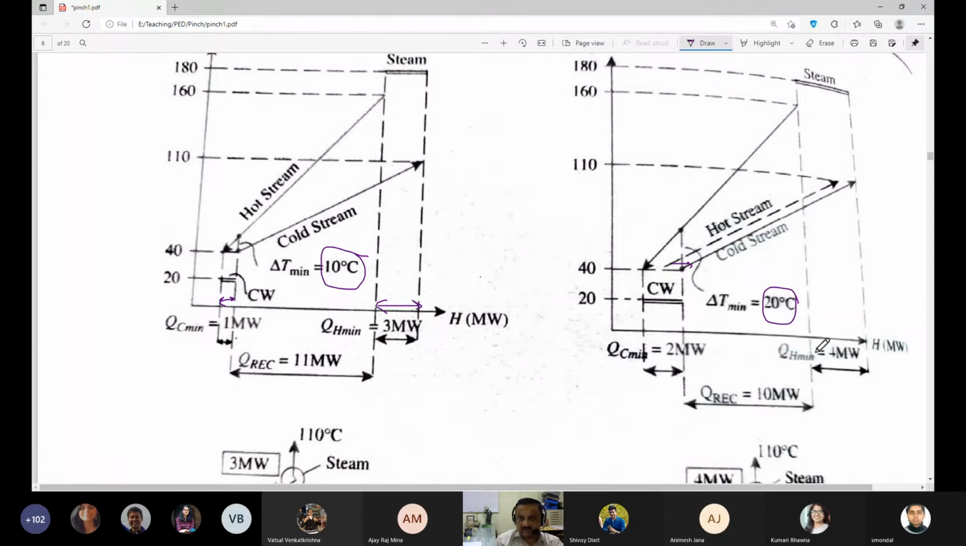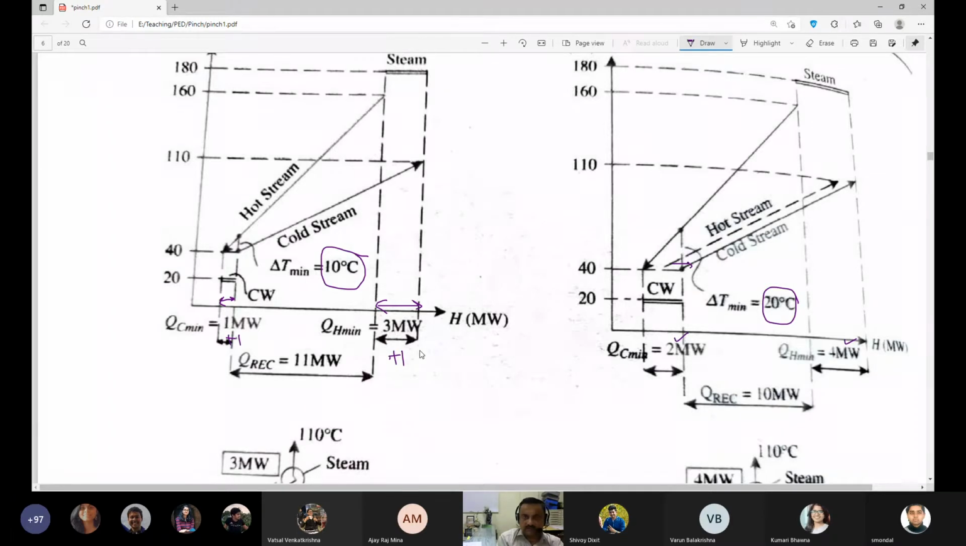You will see that this QH becomes 4 megawatt and this becomes 2 megawatt. So on both sides, there is plus 1 and plus 1. Here also plus 1 and here also plus 1. That is what we see, 2 megawatt and 4 megawatt.